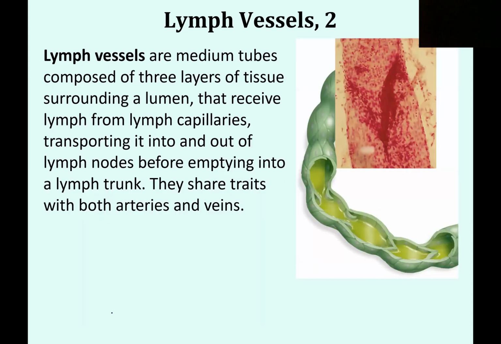The medium-sized tubes are called lymph vessels. They had another term and then they changed. They're medium-sized tubes. They're an organ because they have 3 layers of tissue. They surround a lumen, which is where the lymph fluid is found.